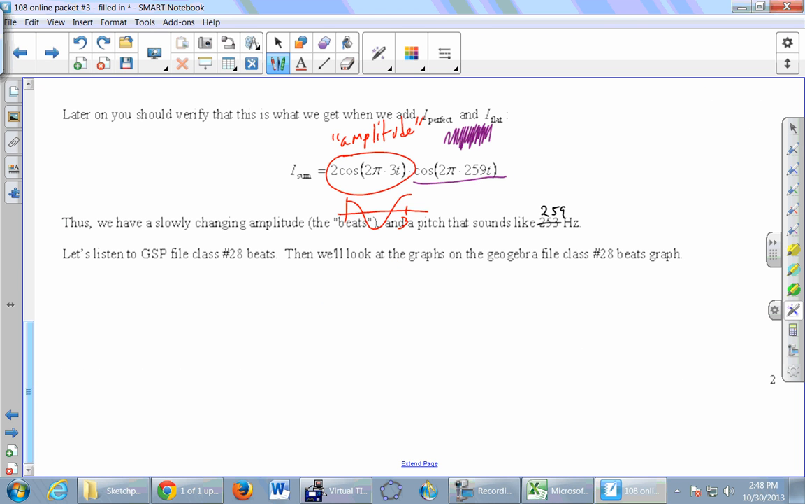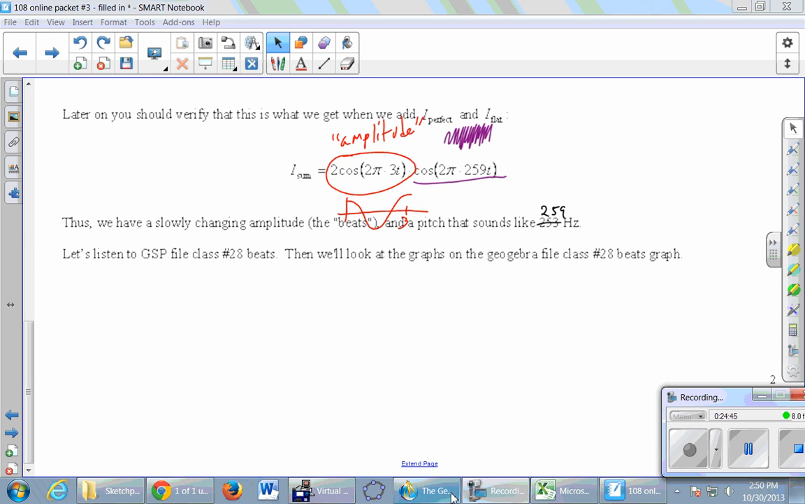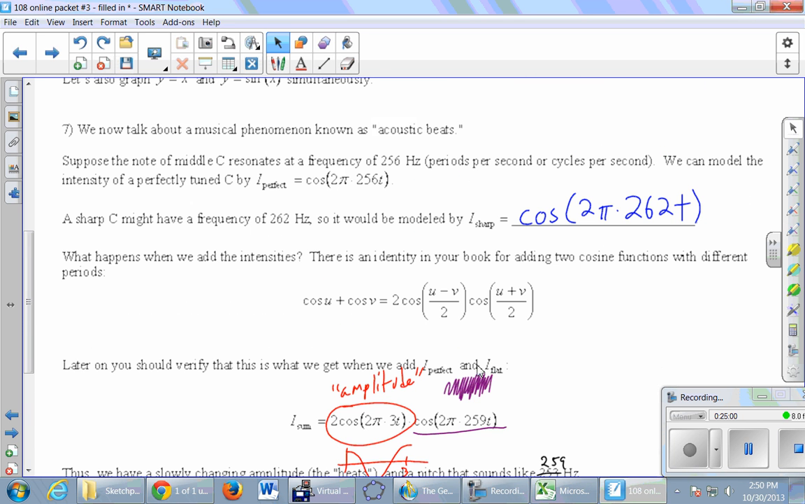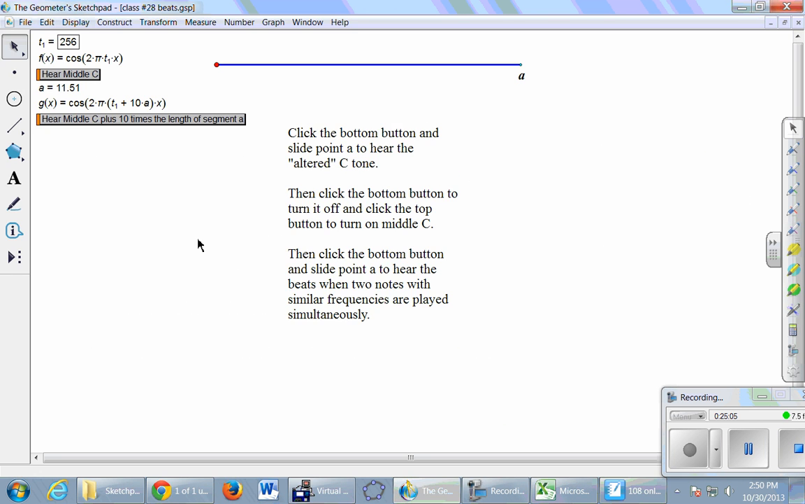So I don't know how this is going to come across in the video, but we're going to give it our best shot. We're going to check out this GSP file that I made, and then we'll take a look at some graphs. Okay, so I've got here T1, which is the 256 hertz, and you can see the first function that we're graphing, or that we're going to listen to, is cosine of 2 pi times T1, 256 times x. So that right there is just this formula right here, cosine of 2 pi times 256t. So let's come back here.